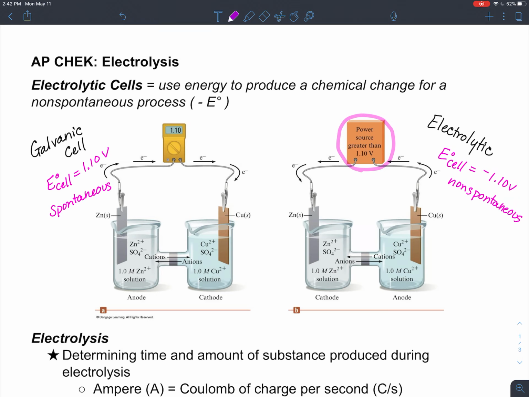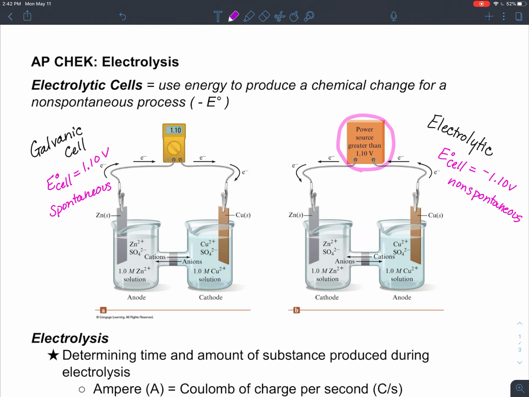All right, we are going to tackle this AP check on electrolysis. An electrolytic cell is one where we actually have to add energy into the system in order to have a chemical change occur. Basically, we're going to drive a non-spontaneous process in a direction where it will occur. So we have to add an energy source to this.